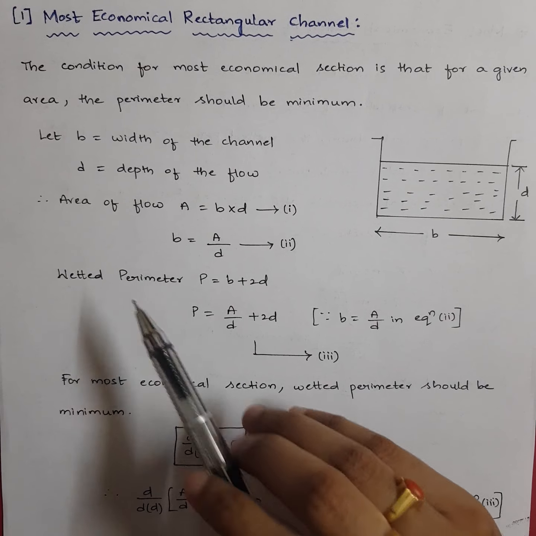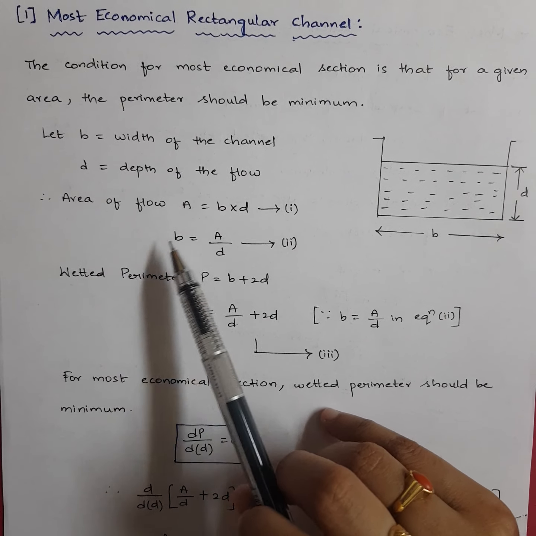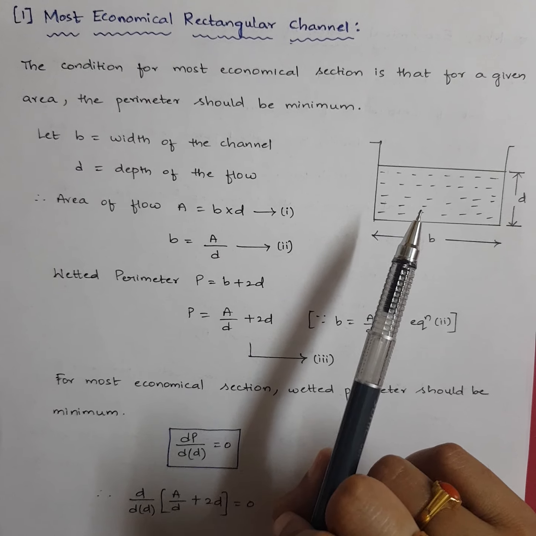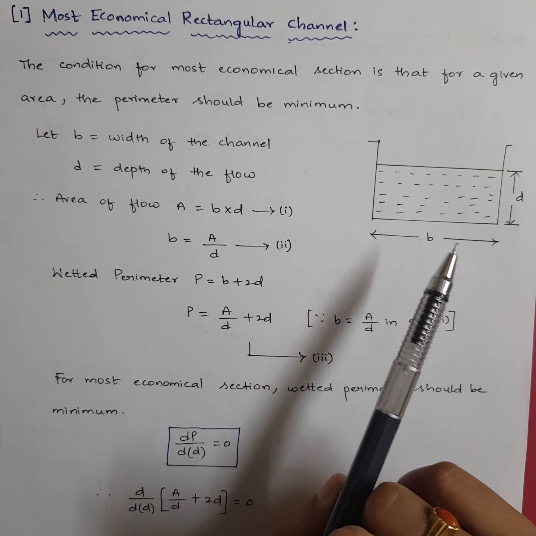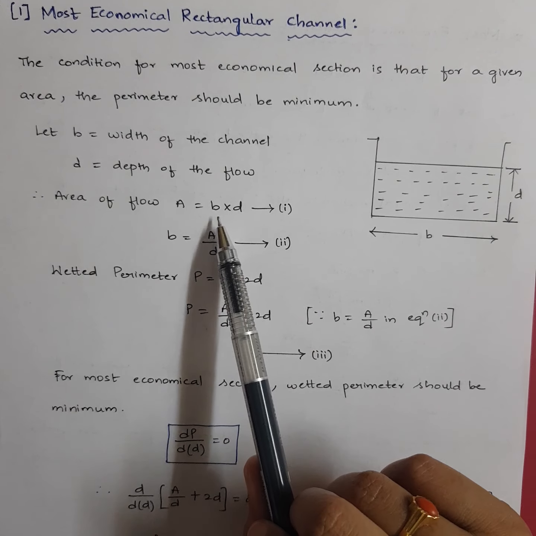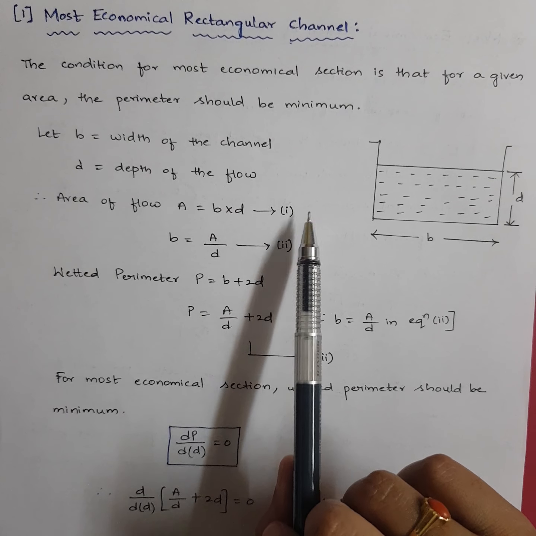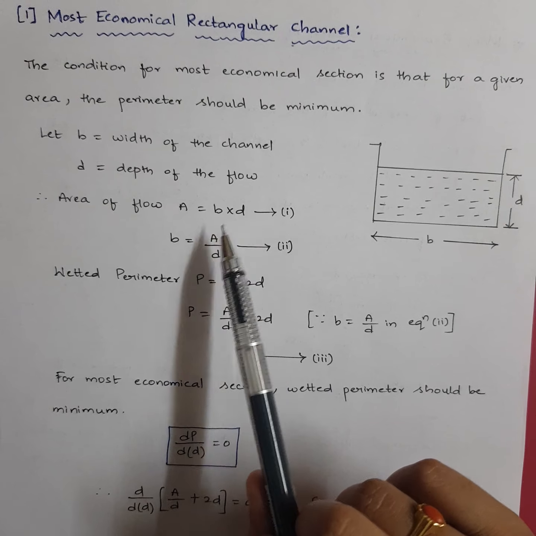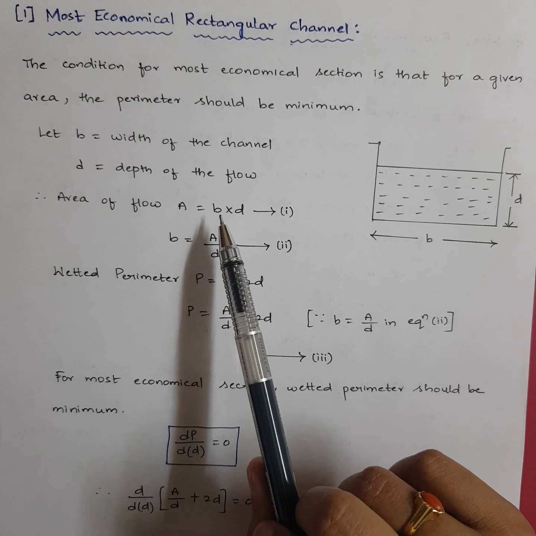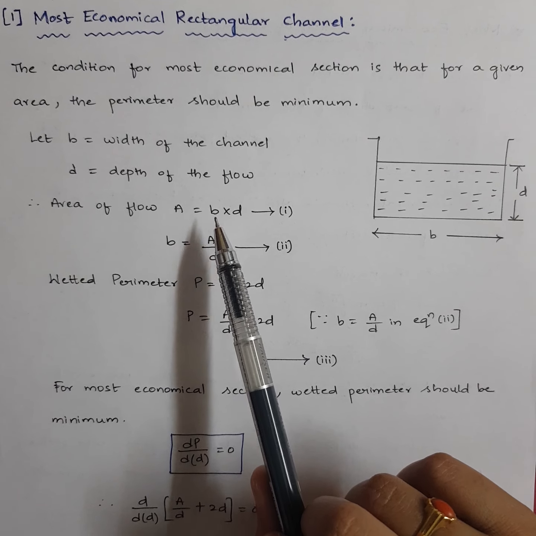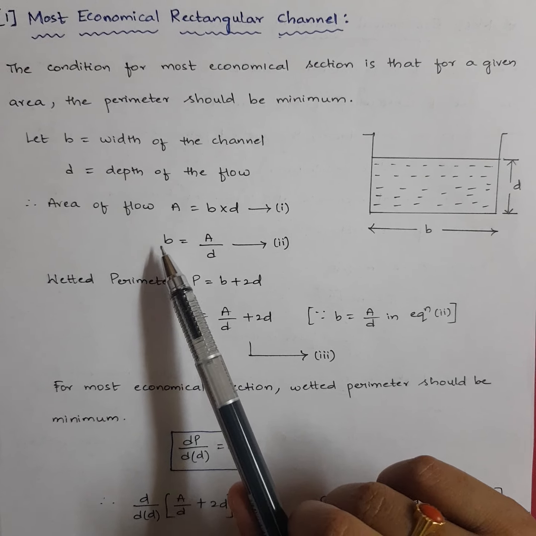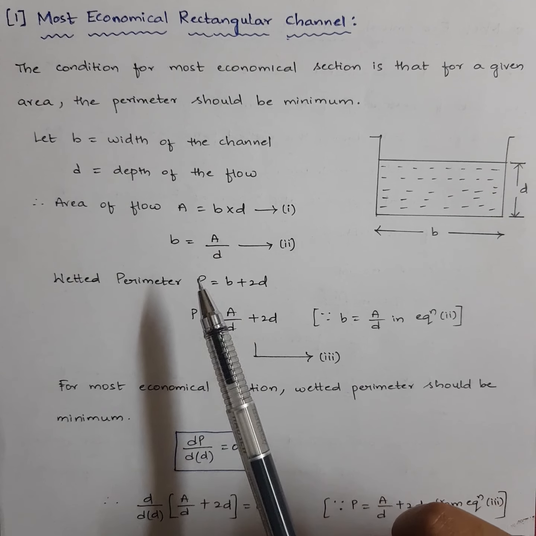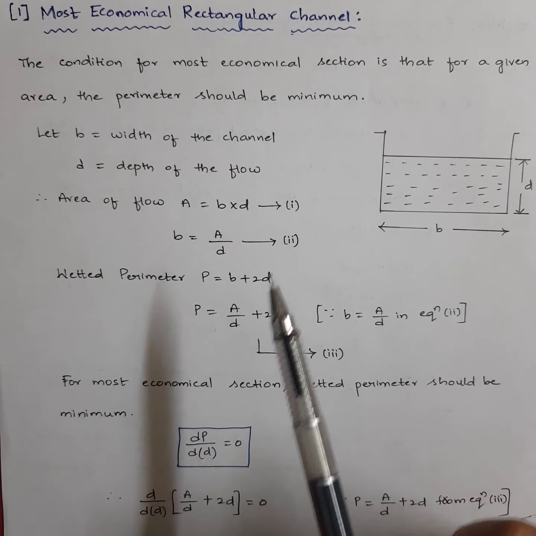Okay. Right. As we know, area is B into D. Why? Because it's a rectangular cross section. So area of rectangle formula is B into D. Take it as equation number 1. And from here, how can I write B? Because B and D both are unknown, I will pick out one unknown, which is B. So from here, this D will go that side, B can be written as A by D. Take it as equation number 2.